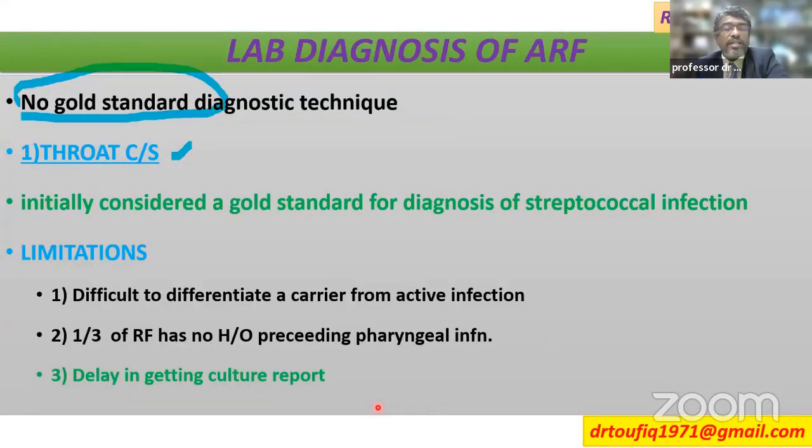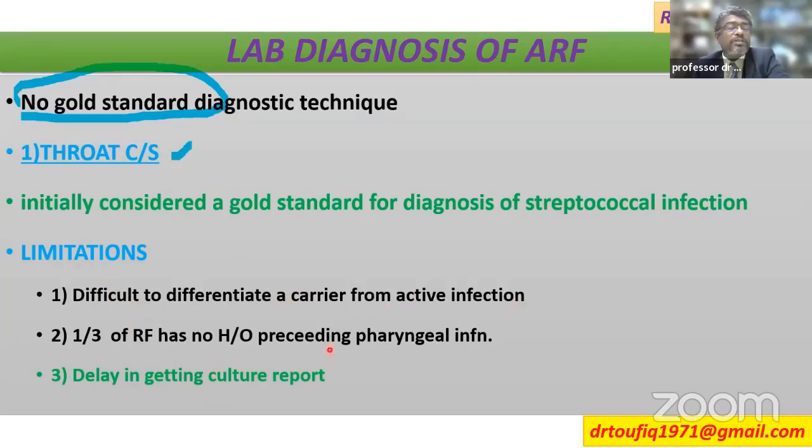So these are the different classifications given by the World Health Organization and other organizations. There is no gold standard diagnostic technique for acute rheumatic fever. There is no definite laboratory test. We can do a throat culture for recent evidence of streptococcal infection. Initially it was considered the gold standard for diagnosis of streptococcal infection, but there may be some limitations: it is difficult to differentiate a carrier from active infection.